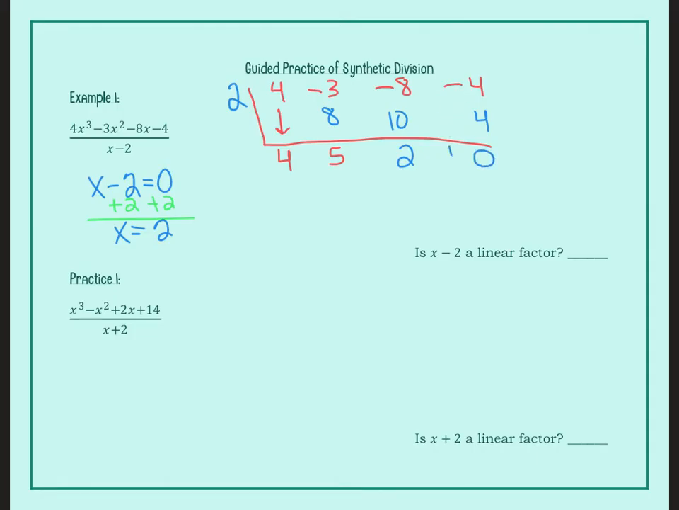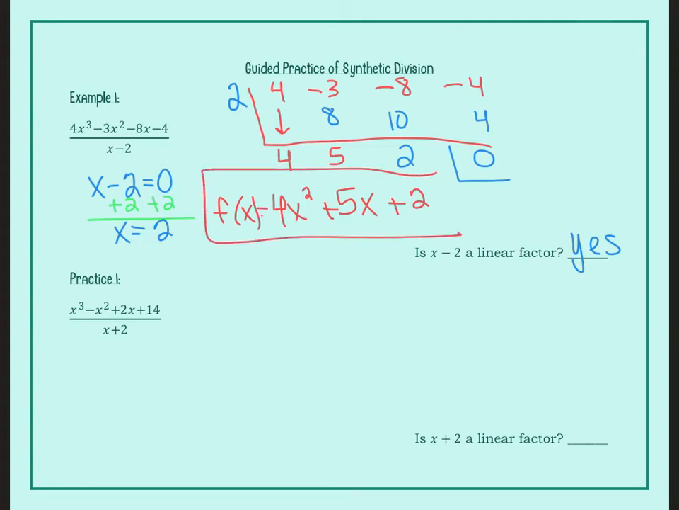Your last number is always your remainder. In this case, we don't have a remainder. And if we don't have a remainder, then x minus 2 is a linear factor of this cubic graph. So now these are my coefficients to my answer, but we're going to start 1 degree lower than we started with. So we started with x cubed, but because we were dividing by an x, we get 4x squared plus 5x plus 2, and there is no remainder. This is my final answer for dividing these two terms.